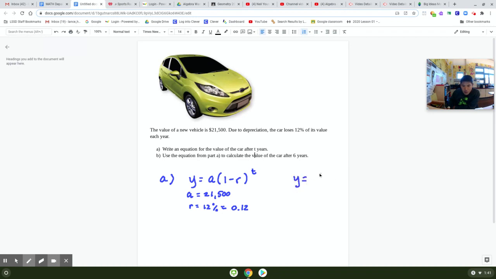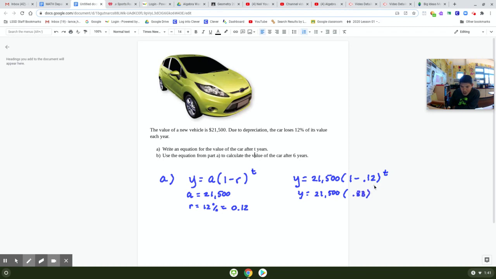Y is equal to A, again, that's 21,500, times a quantity 1 minus, we change the percent to a decimal, so 1 minus 0.12, all of that raised to the T power. And then what I'm going to do here is just subtract the 0.12 from 1, and then that's 0.88.